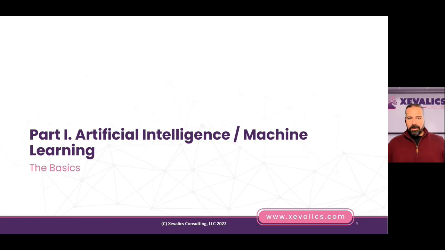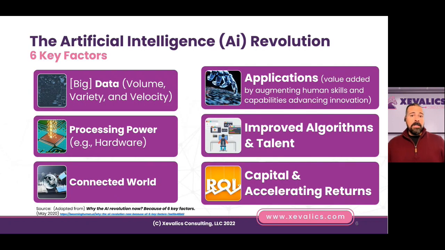Artificial intelligence machine learning. Let's review some of the basics. First, we have to acknowledge that, as you have heard, we are in another industrial revolution, which is related to AI, machine learning. So what are the factors? We acknowledge that we are in this AI revolution, but what are the six factors that might be triggering this revolution? The first one is big data: volume, variety, and velocity of the data.